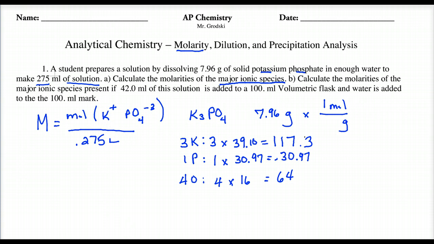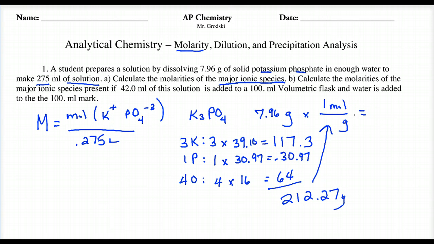You get a total formula mass. I know you're probably saying, why am I showing you this? I'm not really sure either. Plus 64. Okay, hopefully I get this right. I get a total of 212.27. Of course, that goes there. Let's go find that answer.